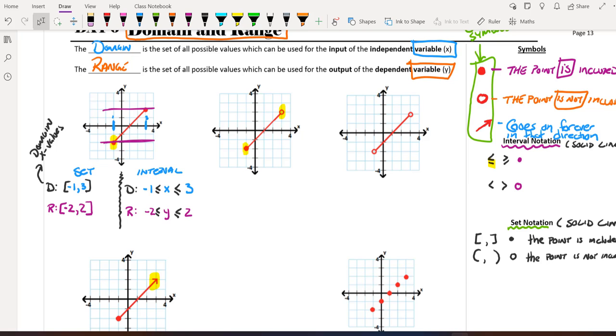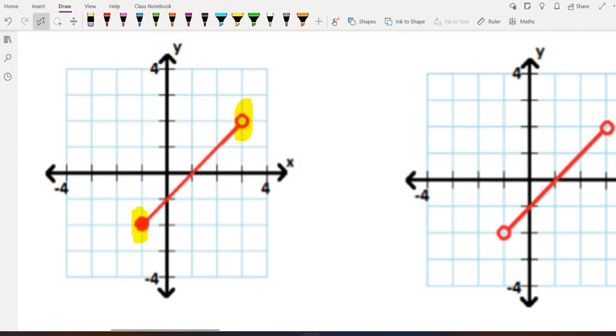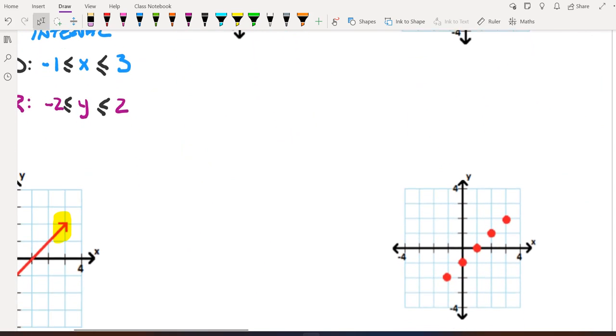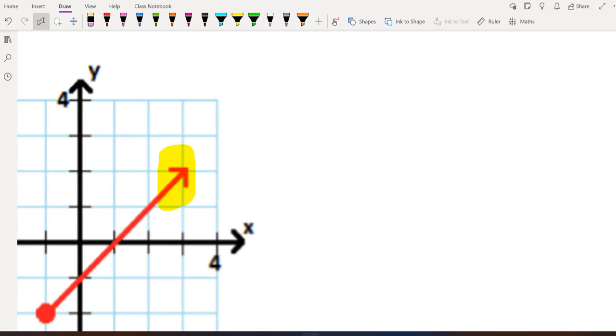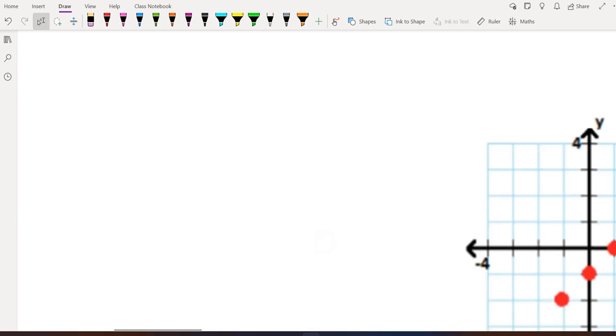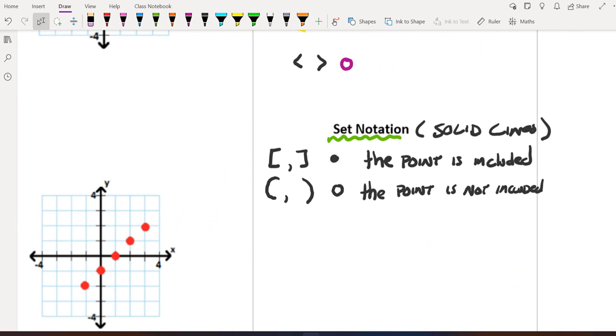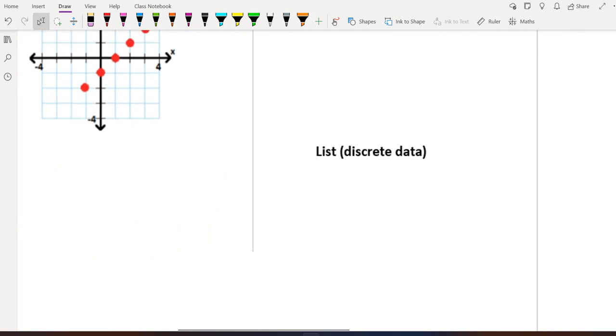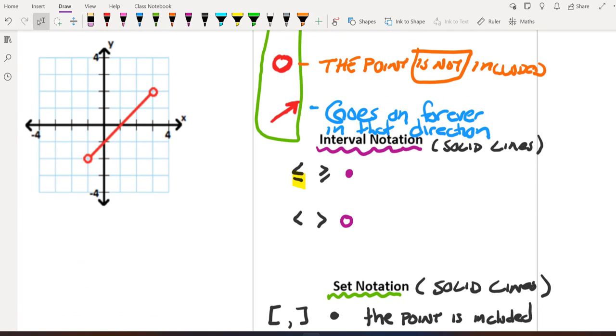And I said if you had a solid dot, that means that point was included. The line went right up to that point. If you had a hollow dot, it means the line stopped just short of that point. Okay? And if you had an arrow, that means the line went on forever. And there were two ways of communicating, we said. There was set notation that used the brackets, and we had interval notation that uses the inequality symbols, right?